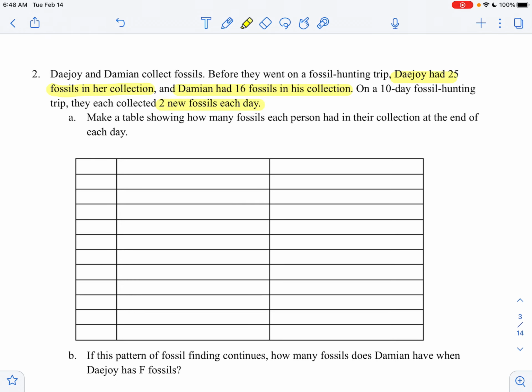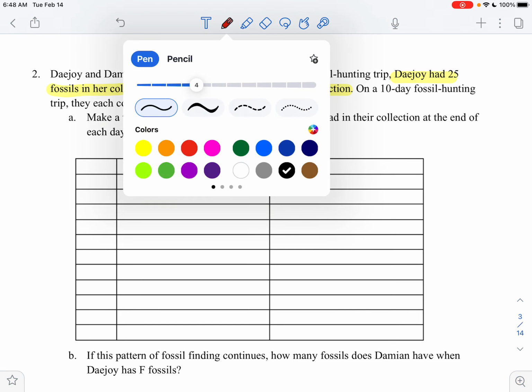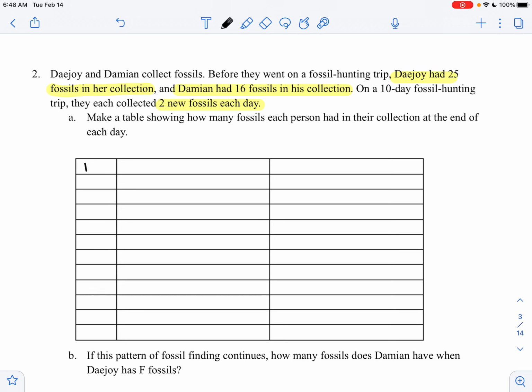A. Make a table showing how many fossils each person had in their collection at the end of each day. Well, we know that the first thing any table needs is labels. And this skinny column here is going to tell us what day it is. We need 1 column for Dayjoy and 1 column for Damien.